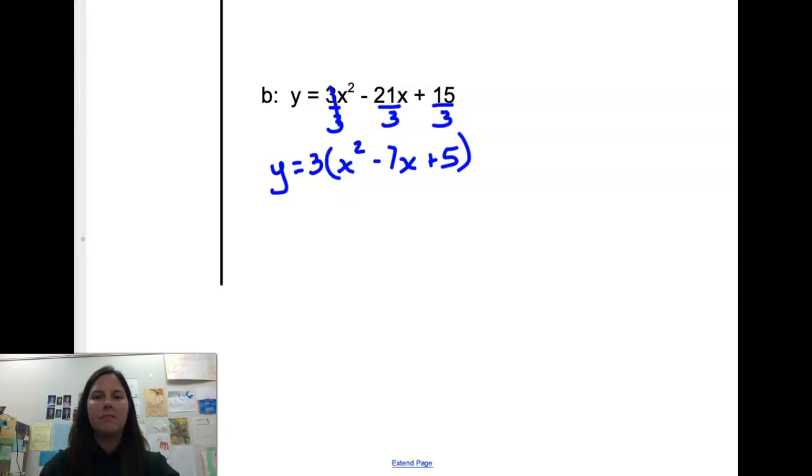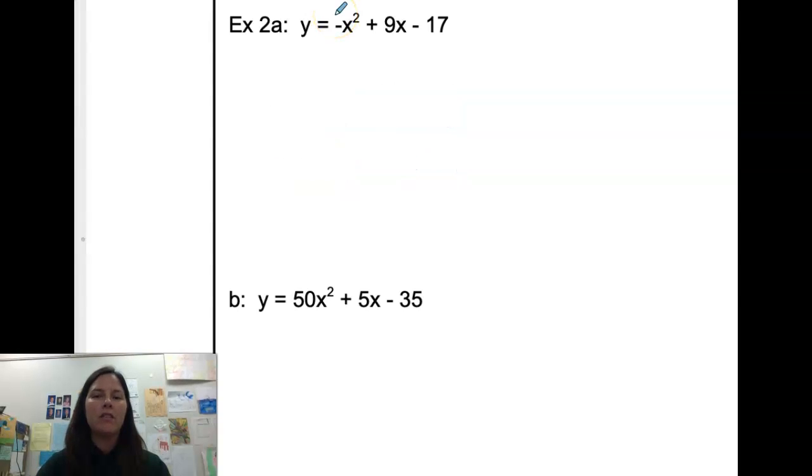This one is a little bit trickier, so now you're going to take a look. We have y equals negative x squared plus 9x minus 17. What can we factor out of all three of those terms? And the answer is -1. Remember, if we don't see a coefficient, it's the same thing as multiplying by 1.